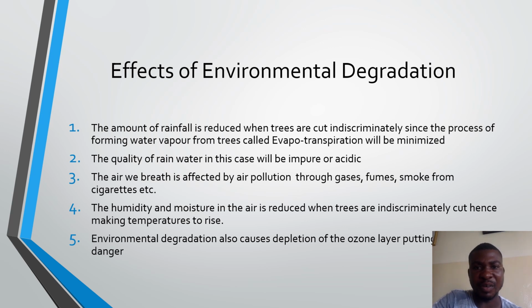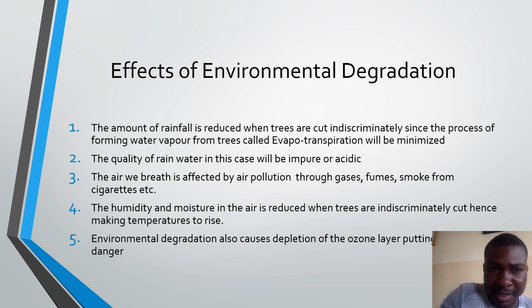Effects of environmental degradation. 1. The amount of rainfall is reduced when trees are cut indiscriminately, since the process of forming water vapor from trees, evapotranspiration, will be minimized. Okay, we call something evapotranspiration. Therefore, we are saying that the amount of rainfall reduces when we cut down trees anyhow.